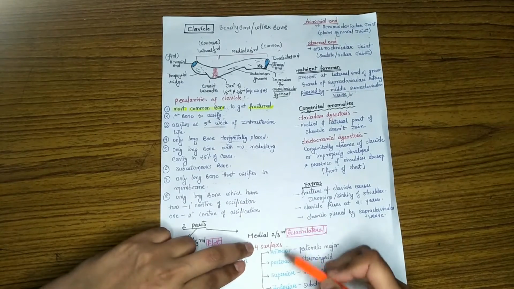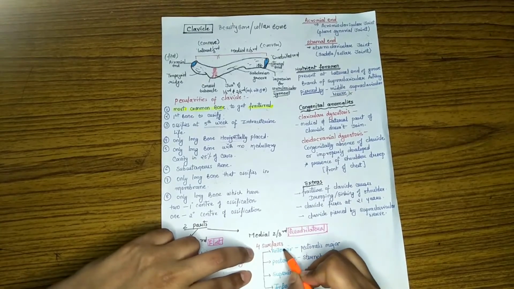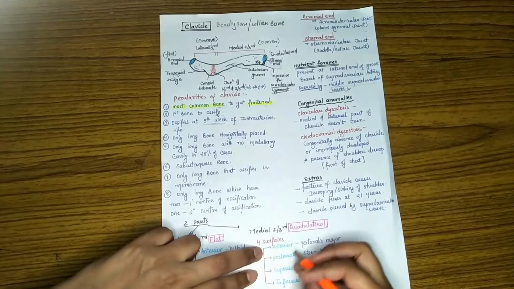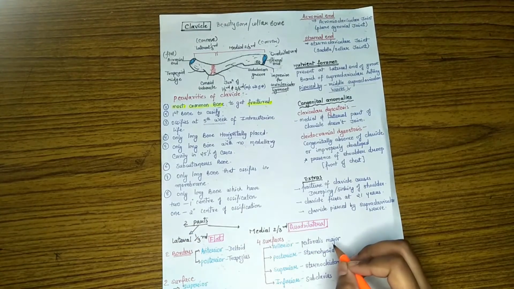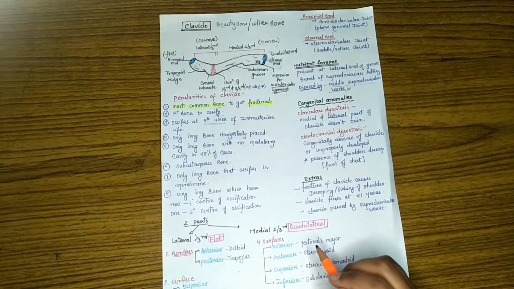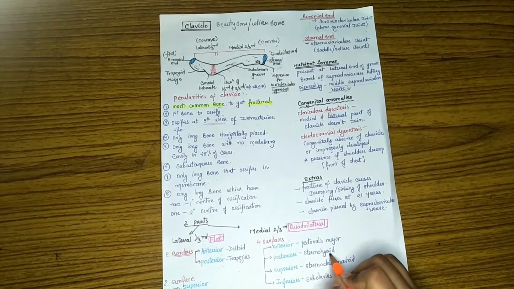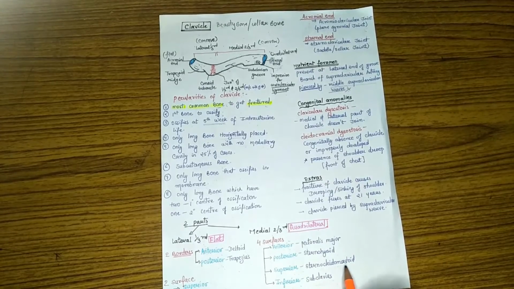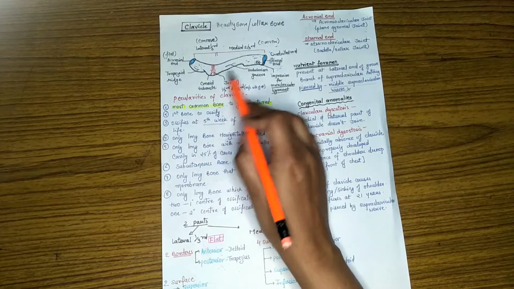Now I'll talk about the medial 2/3 part. It has four surfaces: anterior, posterior, superior, and inferior. On the anterior surface, the pectoralis major muscle is attached, and on the posterior surface, the sternohyoid muscle is attached. On the superior surface, it gives rise to the sternocleidomastoid muscle, and on the inferior surface, the subclavius muscle is attached.